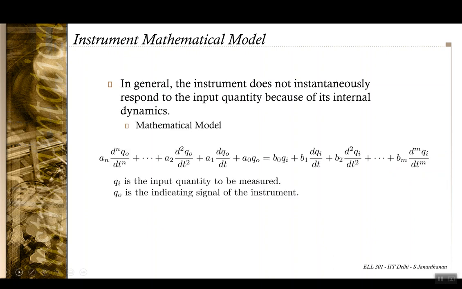Now, we have seen in the last class the mathematical model that describes the relationship between the measured quantity and the reading, the measurement. So in this case, Qi is the input quantity that is to be measured, and Qo is the indicating signal or the reading of the instrument. In case of the thermometer, this is the reading of the thermometer, and this is the actual temperature that the thermometer is being exposed to.